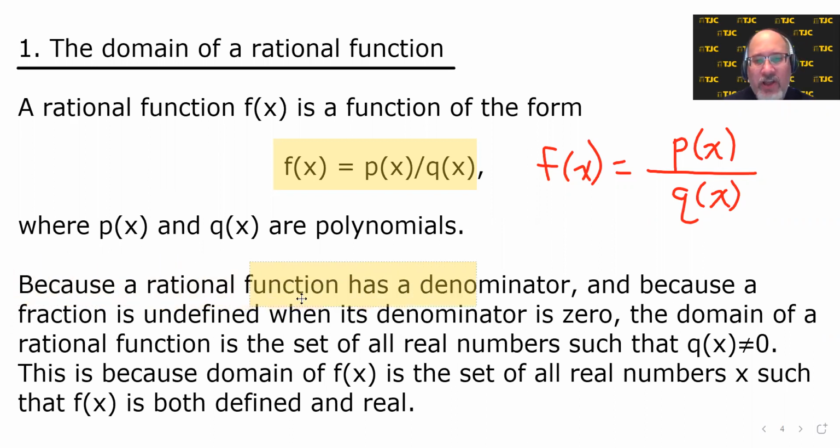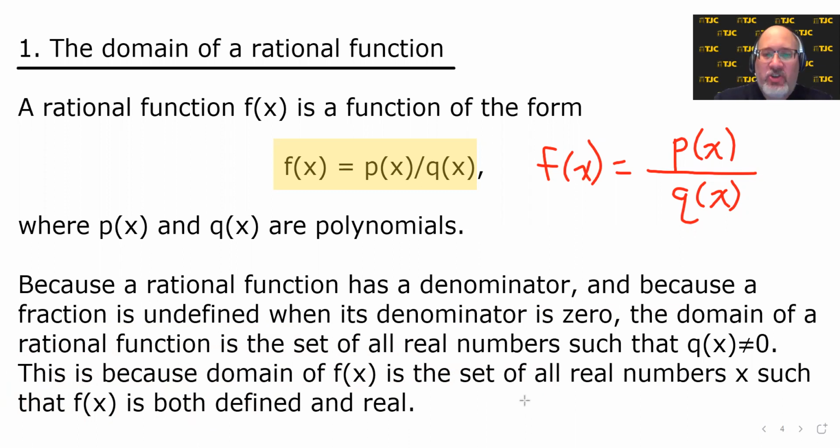Because a rational function has a denominator, and because a fraction is undefined when its denominator is 0, the domain of a rational function is the set of all real numbers such that q of x is not equal to 0. That's the denominator. This is because the domain of f of x is the set of all real numbers x such that f of x is both defined and real.